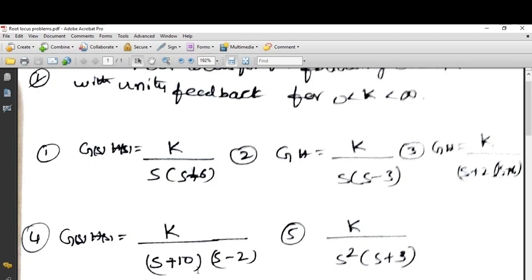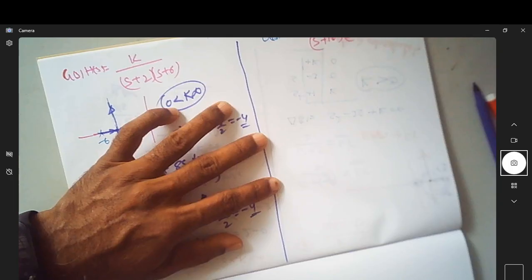I think now let us see what happens to this. So it's interesting. Let us see what happens. So here you have it as the fourth one, G(s)H(s) equal to K by (s plus 10)(s minus 2). This is what I'm having.